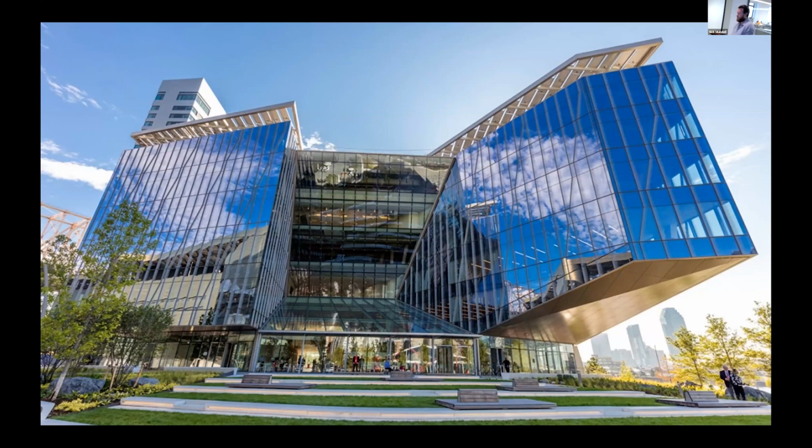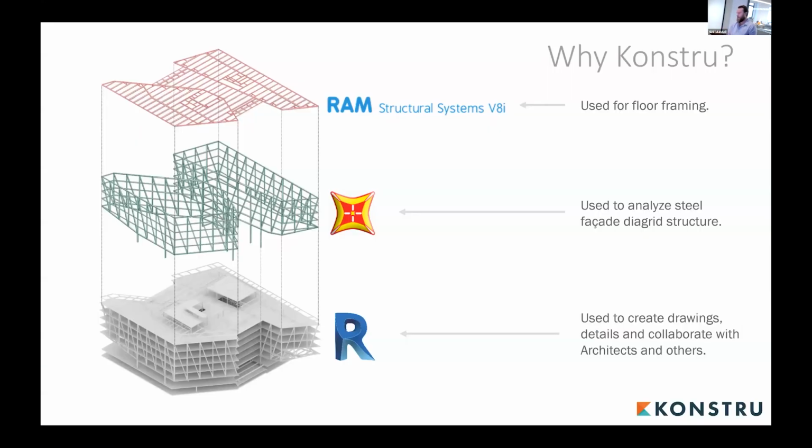This is a project in the New York region on Roosevelt Island, Cornell Tech. And essentially in this building, two different analyses at minimum were being run, as well as a third model that was being used to generate drawings for collaborators. So there was a RAM model used for the floor framing of this building, vibration and gravity, etc. There was a SAP model generated to analyze the facade truss system.